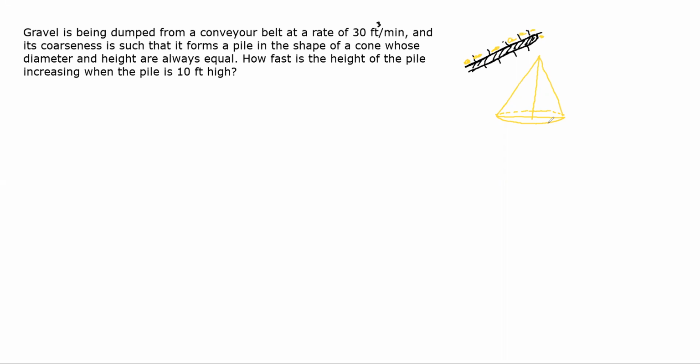We have a cone whose height and diameter are both equal. So we're dealing with a cone, which means we'll need our cone formula, which is V equals 1/3 pi r squared times h. Let me just make these neater. Then we're also given that the diameter, which is 2r, is equal to the height. So another way of writing this is that r is equal to h over 2.